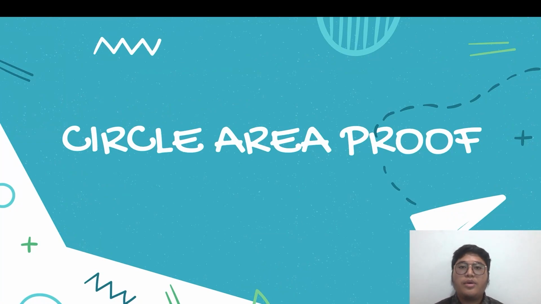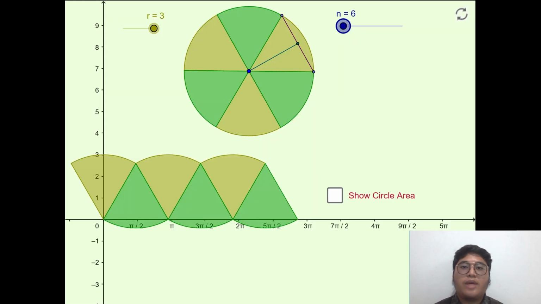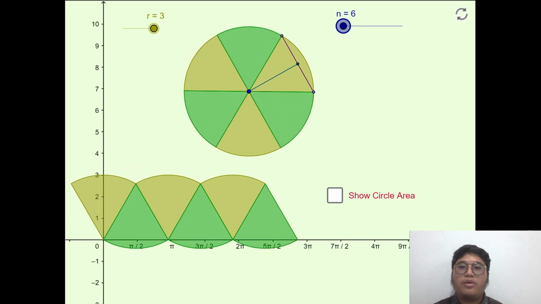Okay, next is a circle area proof. Now I'm going to show you one method that can be used to prove the area of a circle is equal to pi times r squared. So we're going to use the GeoGebra app here. So that's our circle. First, we will divide it into large equal parts and arrange them in a rectangular formation, just like the shape that's shown below the circle.